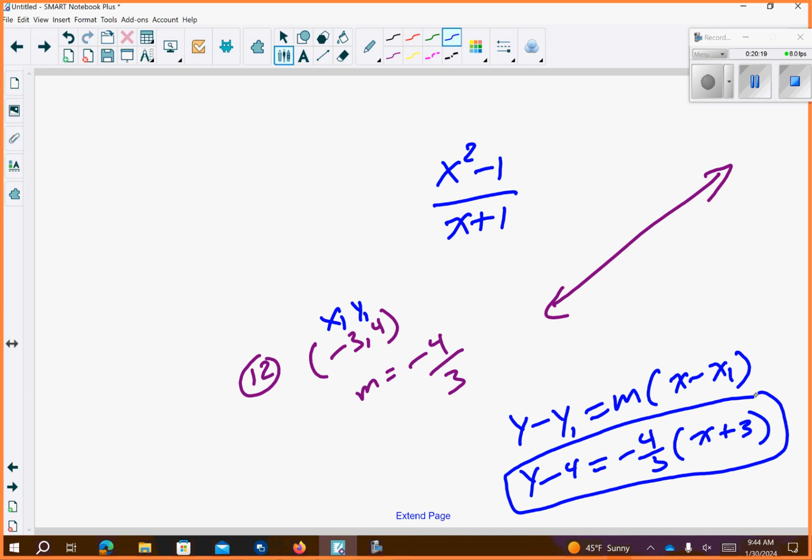So why did we always keep solving for y? The reason we kept solving for y is that's how we were trying to get you ready for using the graphing calculator. But I can plug y minus 4 equals negative 4/3 x plus 3 into the calculator, and it's going to graph that straight line. That's the beauty of Desmos. You can plug it in any form.